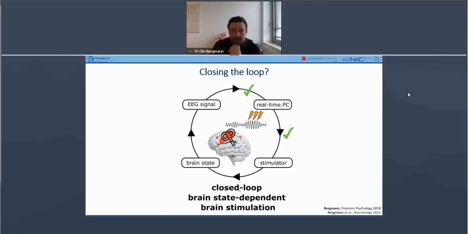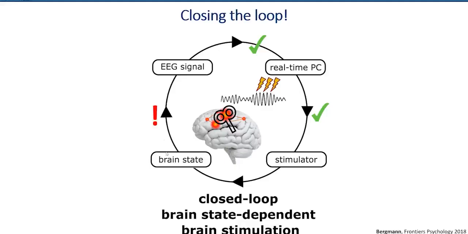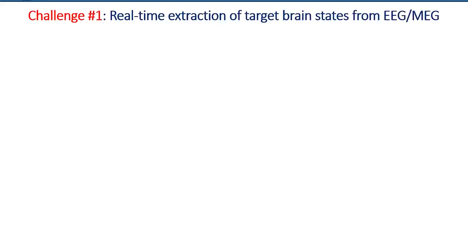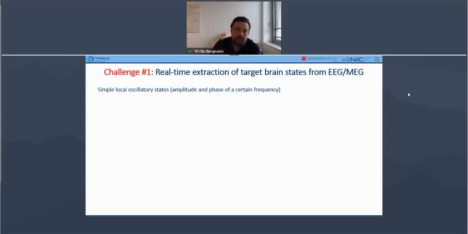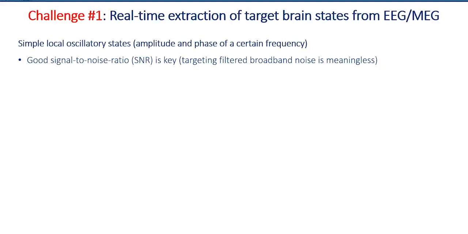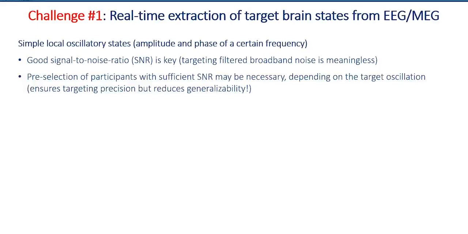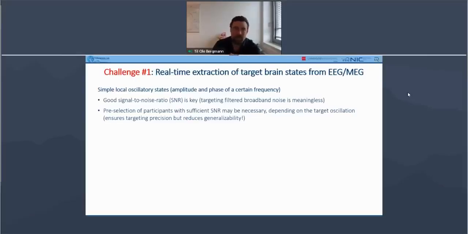But there are a few remaining challenges. The first one is how to extract the brain state of interest. And here it depends a lot what you're interested in, of course. So considering simple local oscillatory states in the beginning, like amplitude and phase of certain frequency band, you need a good signal to noise ratio. Otherwise, you're targeting broadband noise that has been filtered. And you might need to even pre-select your participants to have sufficient SNR, because otherwise you can't target your brain state of interest. This might reduce generalizability, but it's required for proper targeting.